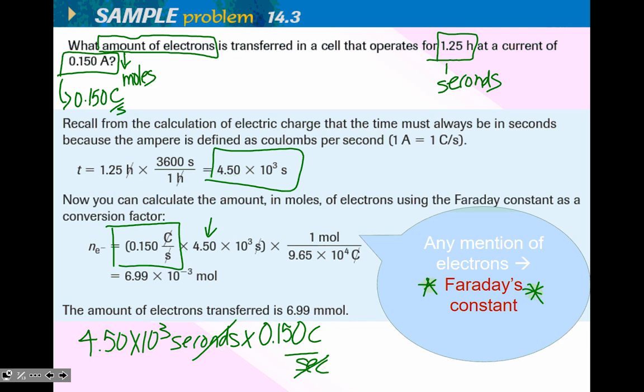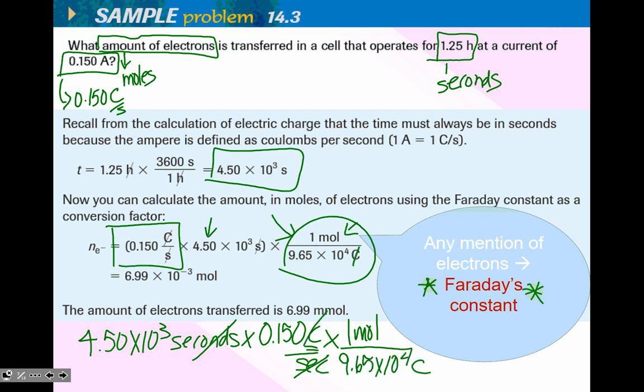And now I'm also going to include Faraday's constant. Now what I want to do, kiddos, is make sure that my coulombs cancel out. So I'm going to use it so that the coulombs are on the bottom and my moles are on top. So 1 mole over 9.65 times 10 to the power of 4 coulombs. This time my coulombs cancel out and I'm left with an answer in moles, which is equal to 6.99 times 10 to the power of negative 3 moles. Or if I multiply that by 1,000, I can get the amount in millimoles.